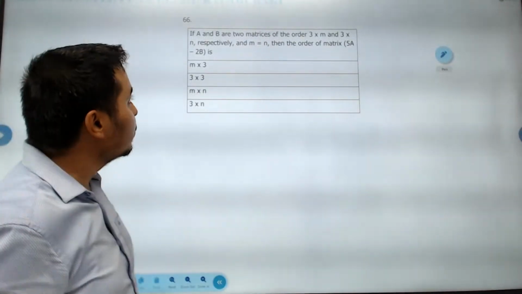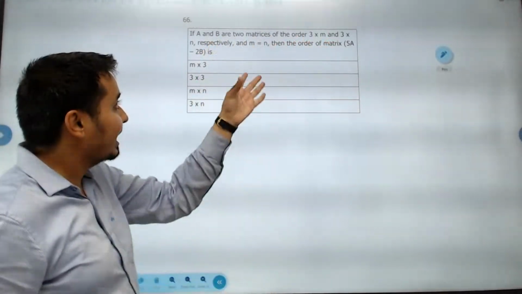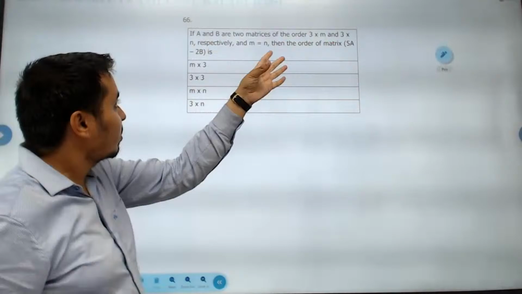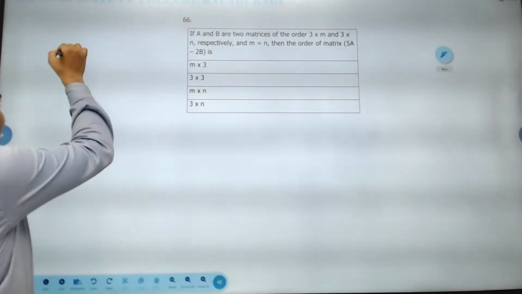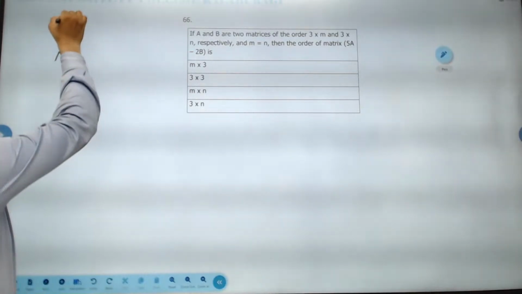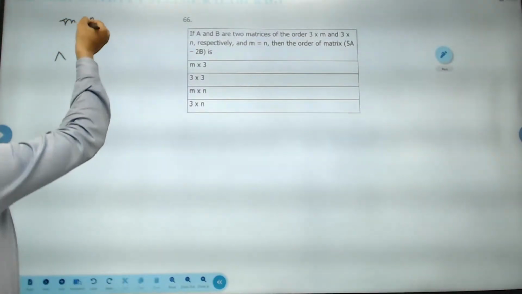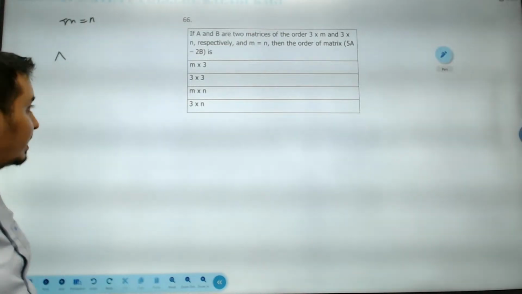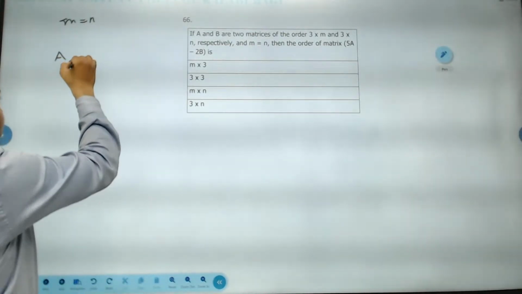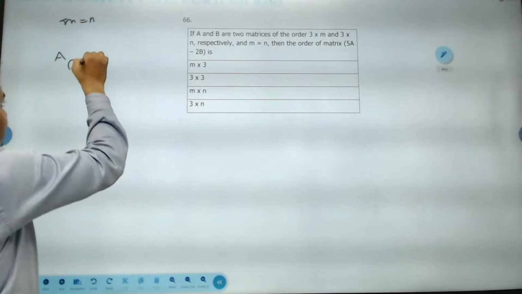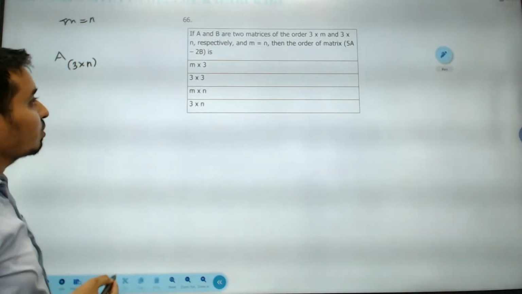If A and B are two matrices of order 3 by m and 3 by n respectively, and m equals n, then the order of the matrix 5A minus twice B is. So first of all, since m is equal to n, let's do one thing. Let us use the letter n for both m and n, since both are equal, right? So matrix A is of order 3 by m. Like I said, I will use the letter n for m also, because m and n are equal. And matrix B is also of order 3 by n.